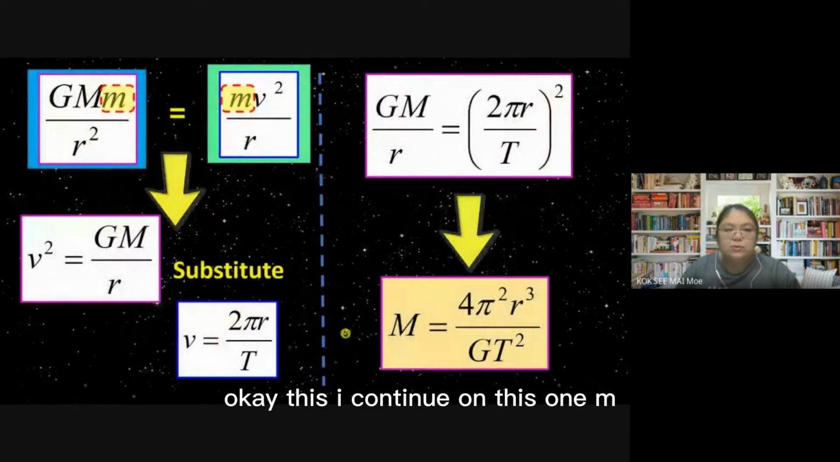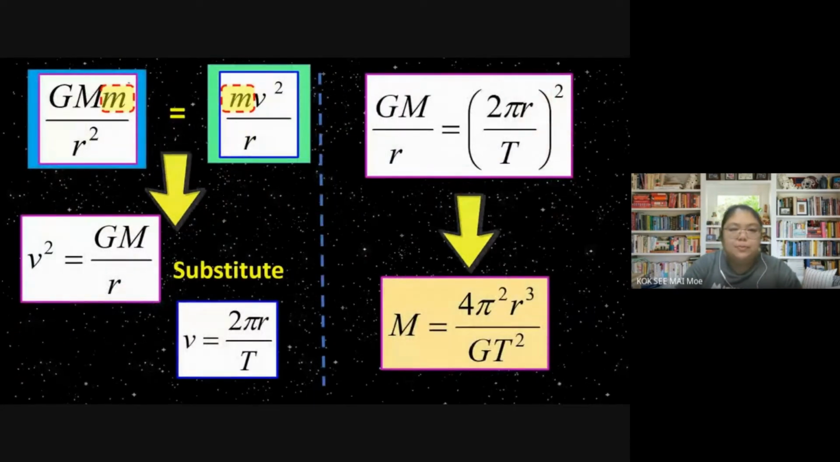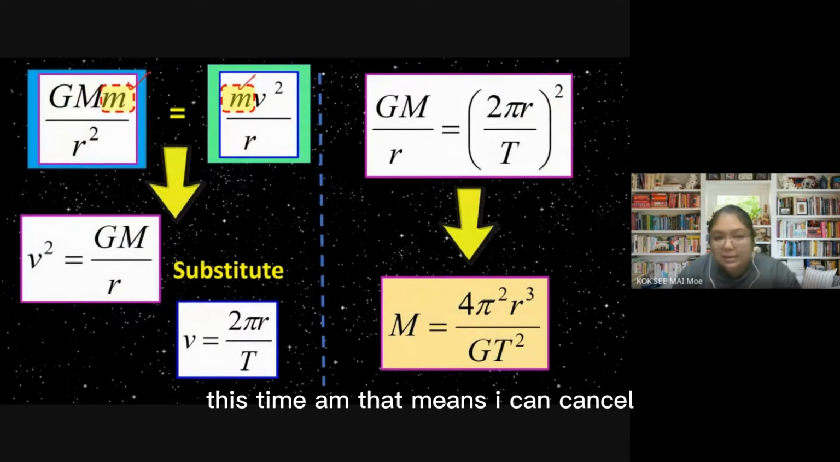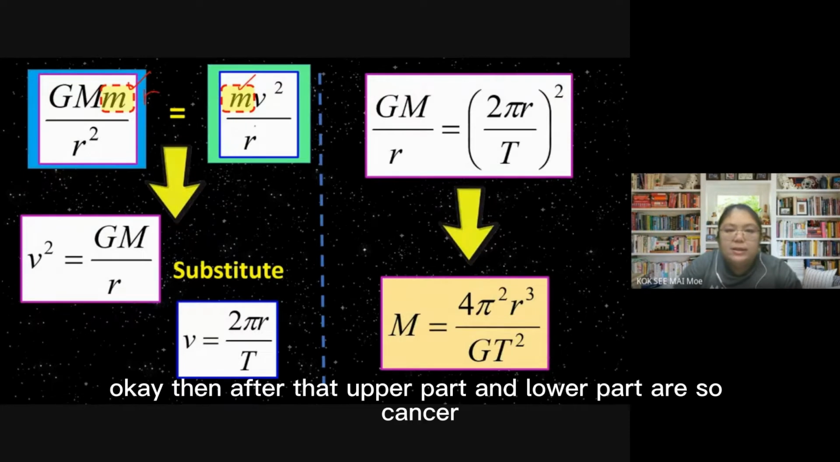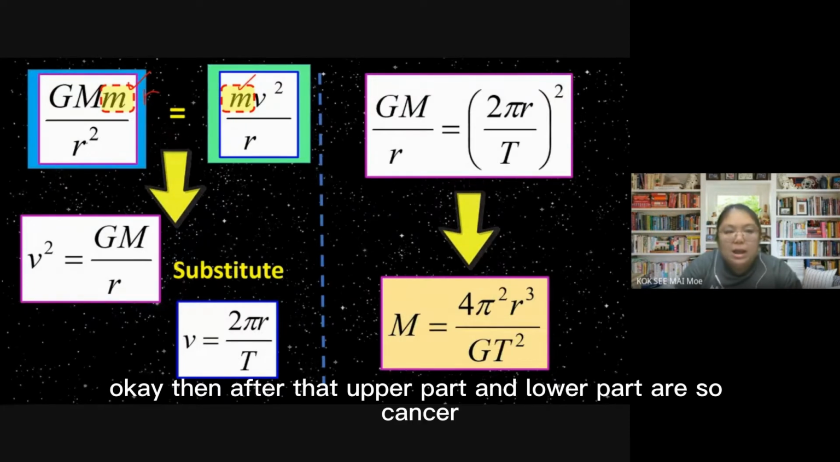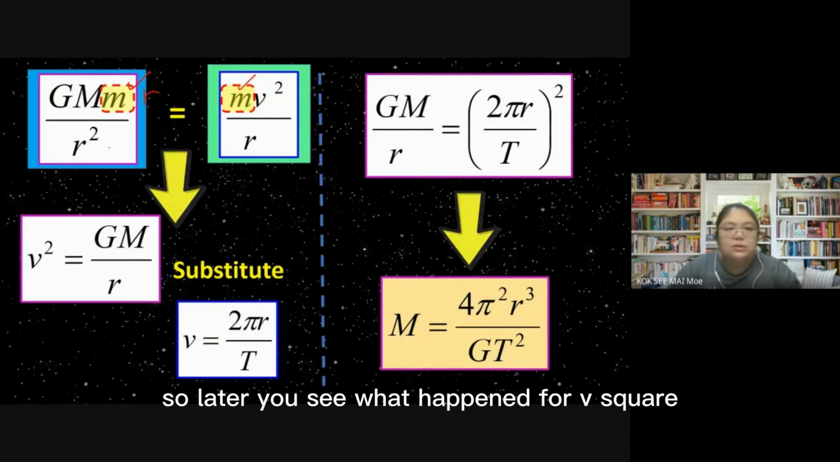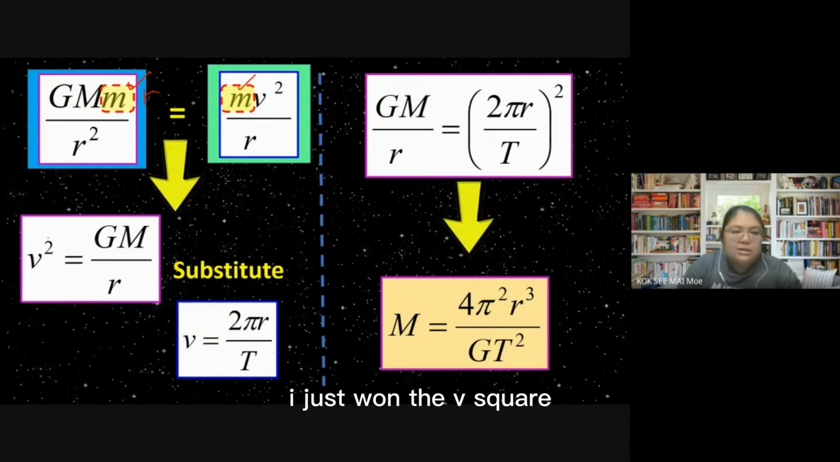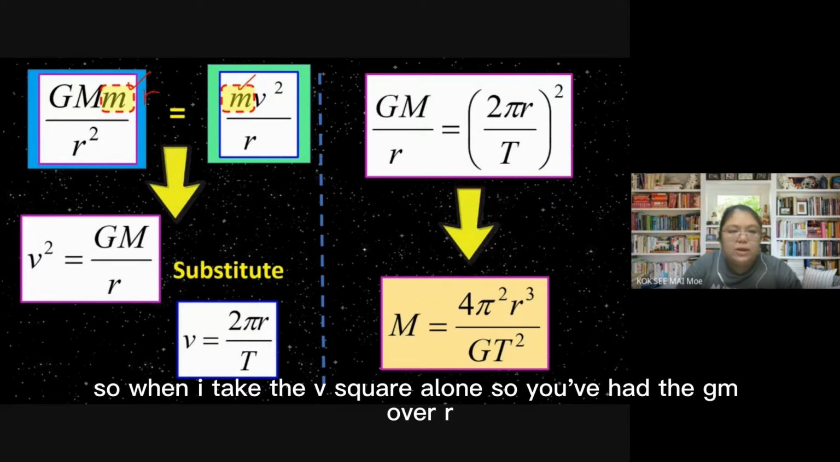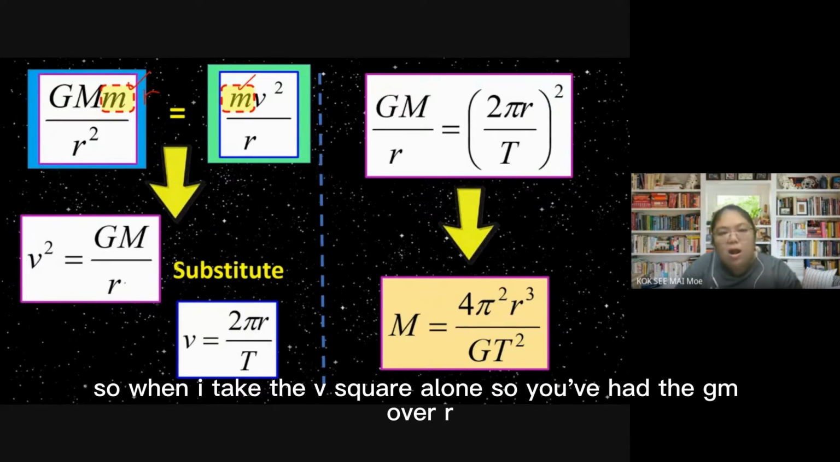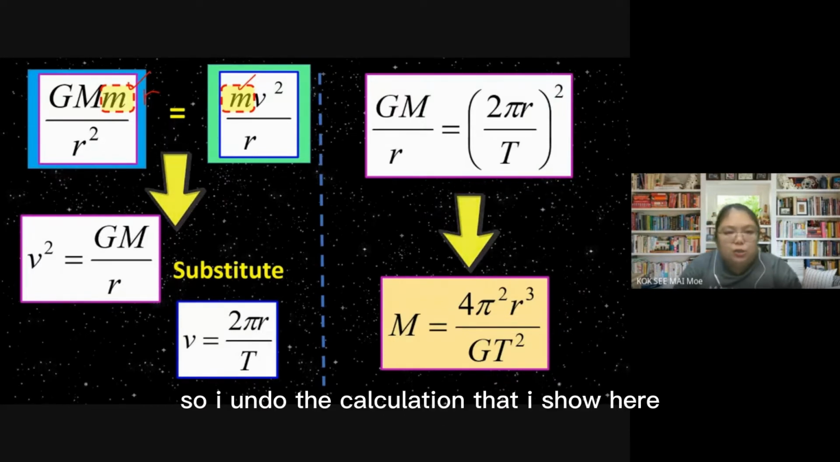Okay, this one I continue. This M and this M, I can cancel. This R later goes above. Then after that, upper part and lower part can also cancel. So later you see what happens for V squared. I just want the V squared. So when I take the V squared alone, you find it as GM over R. So I now do the calculation and show it here.